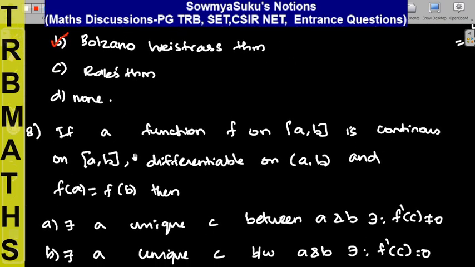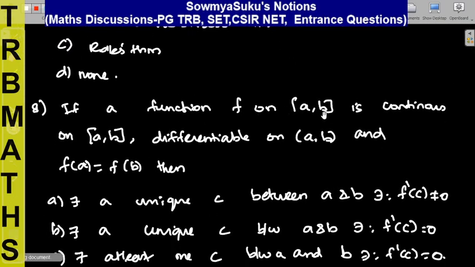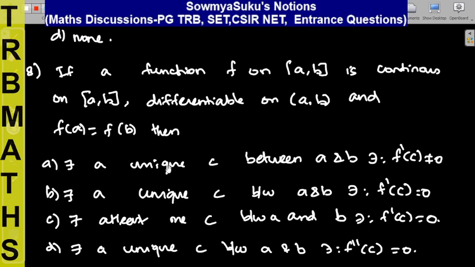Eighth question. If a function f on the closed interval a comma b is continuous, then differentiable on the open interval a comma b, and f of a equal to f of b, then there exists, already we know that this is Rolle's theorem, right? So according to that we have f dash of c is equal to 0. So options B and C have f dash of c is equal to 0. But here it is given unique c and here at least one c. So option C is the right one. At least one c between a and b such that f dash of c is equal to 0.